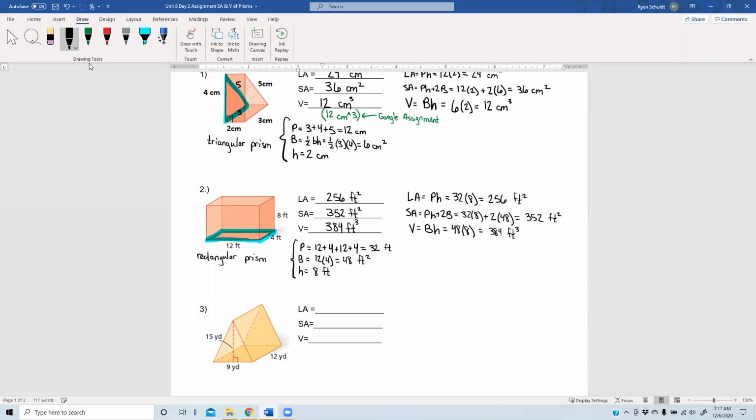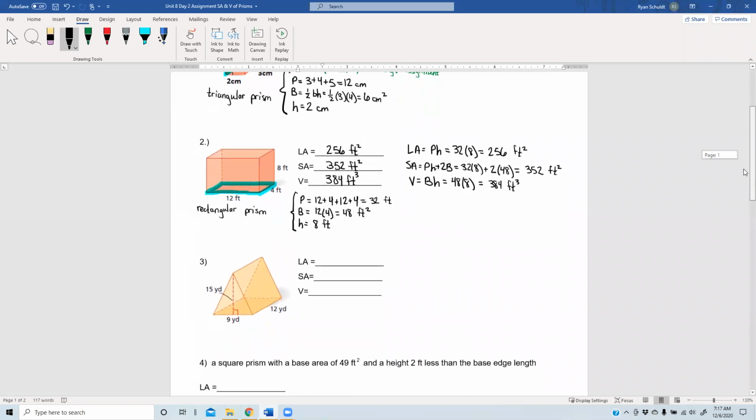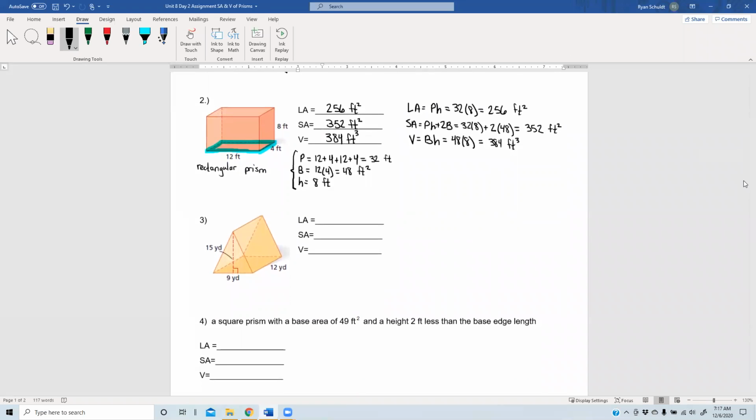Okay, there's the first two. Now let's go to the next one. So first thing we want to look for is try to find our base. Is there anything that's not a rectangle? Yep, I've got that triangle right here. That's our base. So that means this is a triangular prism.